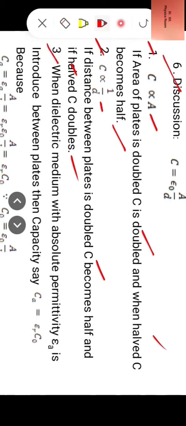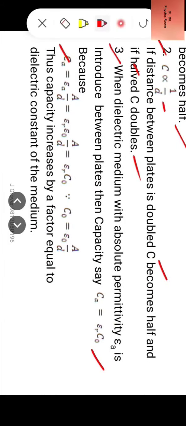Now third point. When dielectric medium with absolute permittivity epsilon A is introduced between the plates, then capacity, say Ca, is equal to epsilon R C naught, because Ca is equal to epsilon A into A by D, but epsilon A is equal to epsilon R into epsilon naught, and it is equal to epsilon R into C naught, because C naught is equal to epsilon 0 A by D. Thus capacity increases by a factor equal to dielectric constant of the medium.